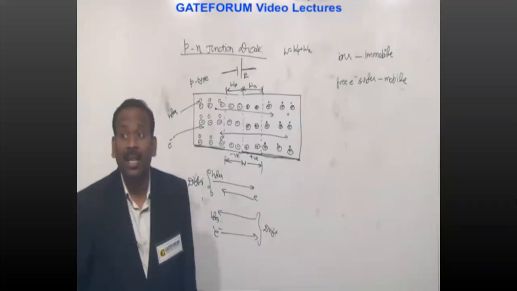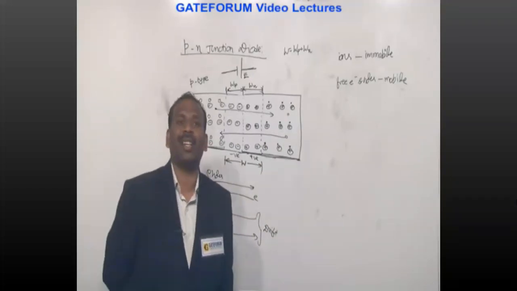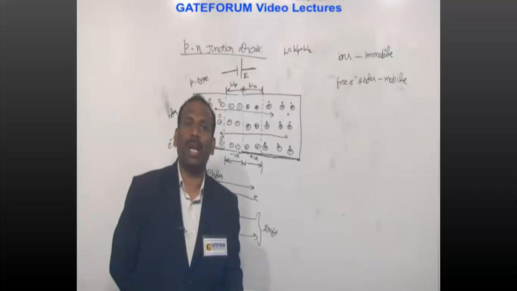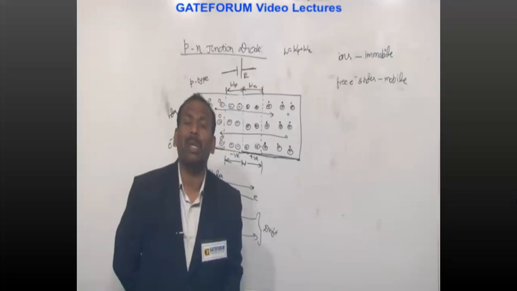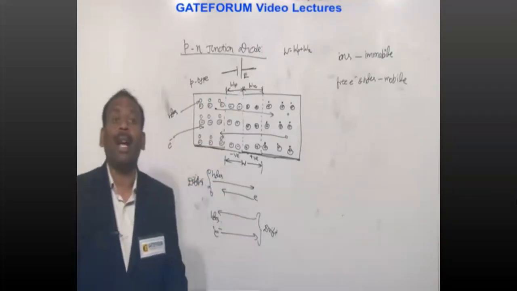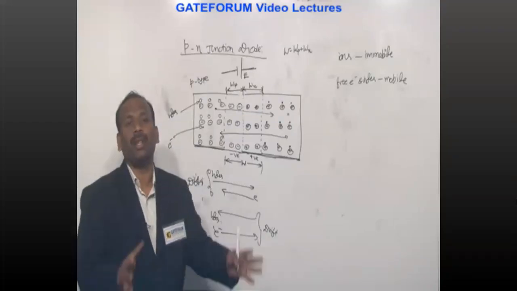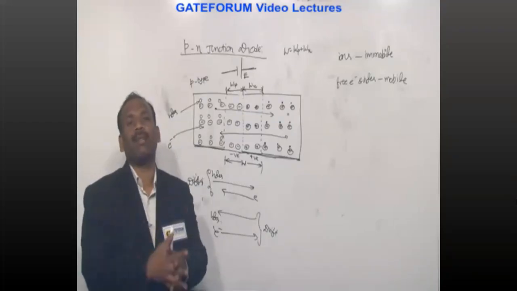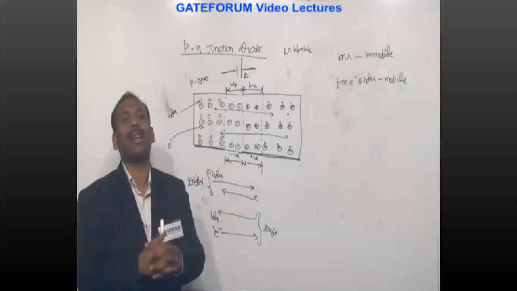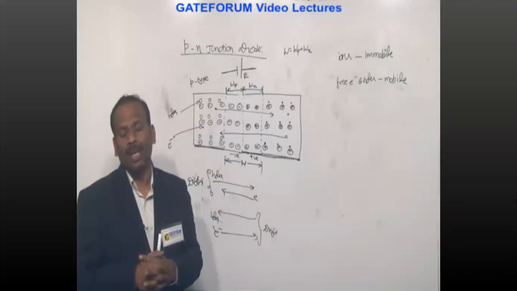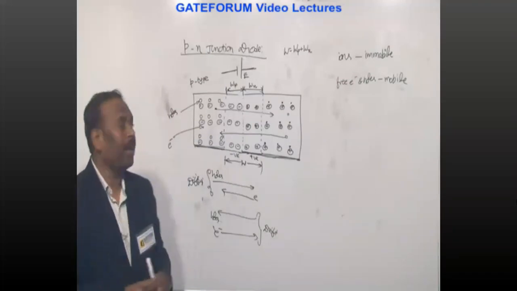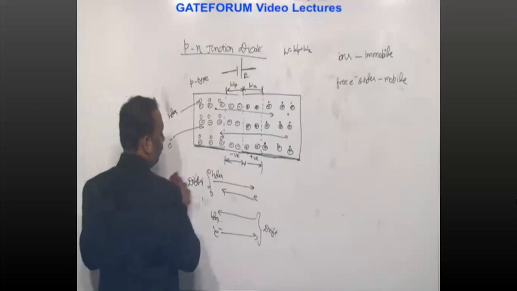This is called unbiased. Under unbiased condition, internally developed electric field will constitute some drift current. Because of diffusion, some current will also exist. Both are in the opposite direction and magnitude will be equal. Therefore, current will be zero under unbiased or open circuit condition. Clear that point? Now comes our next point.